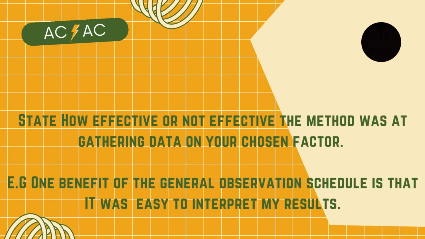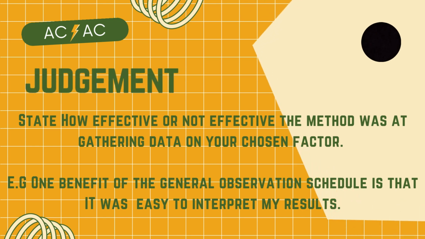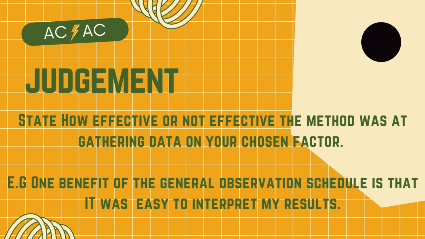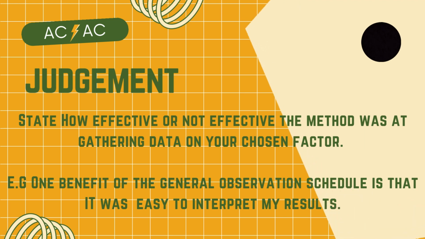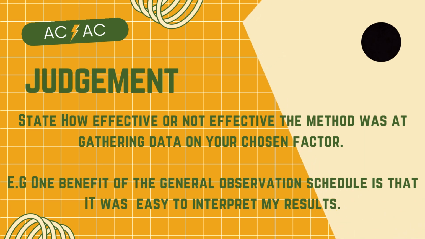For the judgment part of your answer, you are trying to state how effective or not effective the method was at gathering data on your chosen factor. So for example, one benefit of the general observation schedule is that it was easy to interpret my results. Again, we are talking in the past tense and in the first person.